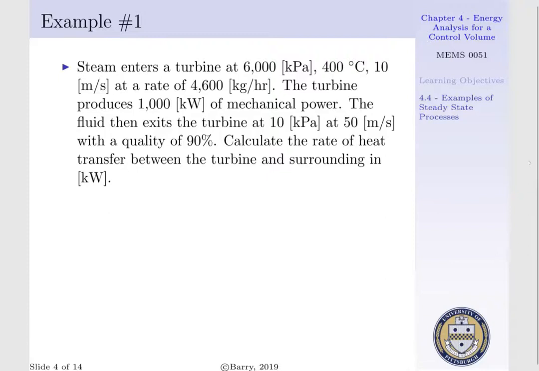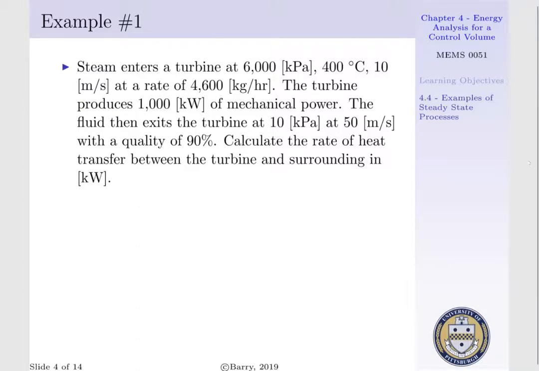Consider the following situation. Steam enters a turbine at 6,000 kPa, a temperature of 400 degrees centigrade, a velocity of 10 meters per second, with a mass flow rate of 4,600 kilograms per hour. The turbine produces 1,000 kilowatts of mechanical power. The fluid then exits the turbine at 10 kPa, a velocity of 50 meters per second, and a quality of 90%. We want to calculate the rate of heat transfer between the turbine and our surroundings in units of kilowatts.